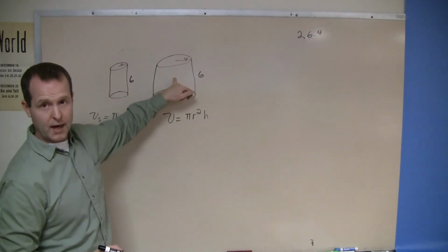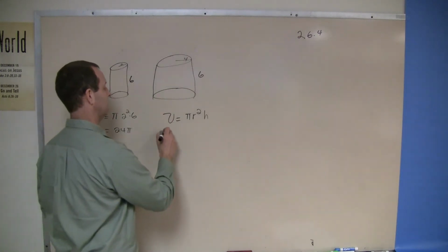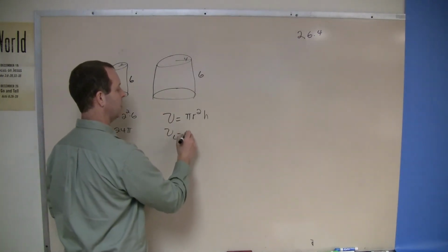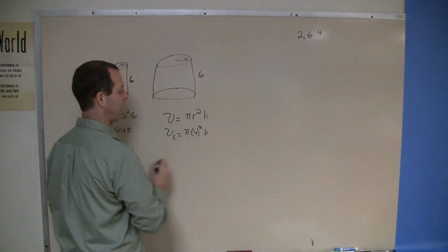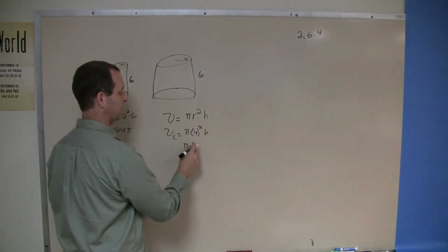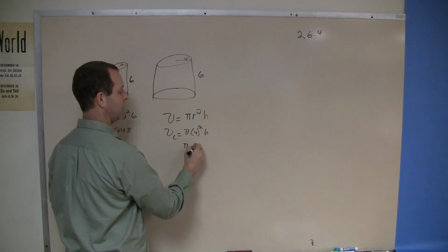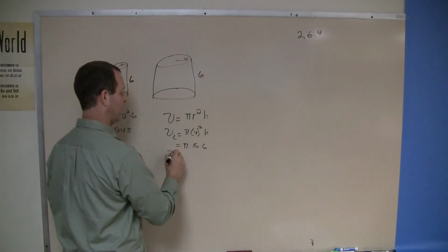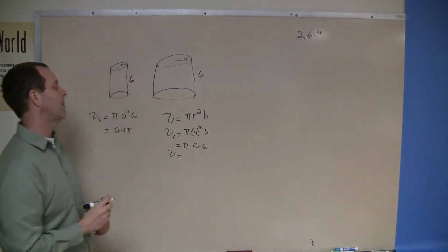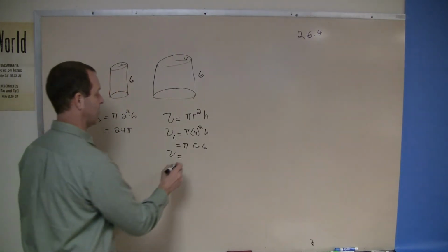If I look at where I doubled the radius, the volume of the larger is pi, the radius now is 4 squared, times its height. 4 squared is 16. 16 times its height of 6. So I have a volume of 16 times 6, which is 96 pi.